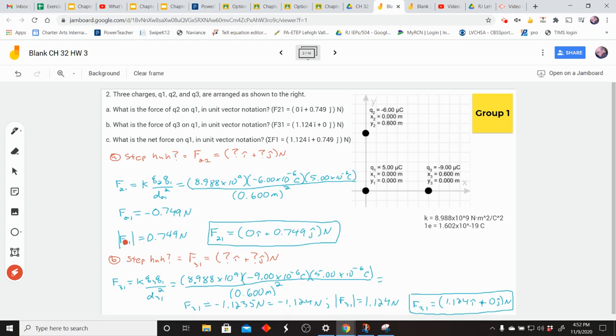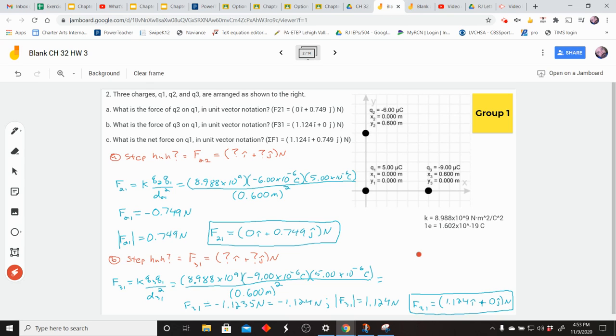We figured out that, okay, what's the force of 2 on 1? Well, 2 is negative, 1 is positive, so it's a force of attraction. It's going to be a pull, and 2 is above 1. So that means 2 is going to pull 1 up. So that's how we figured out that the 0.749 newtons, if it's a pull up, is going to be in the positive j hat direction. So that's how we ended up with this.